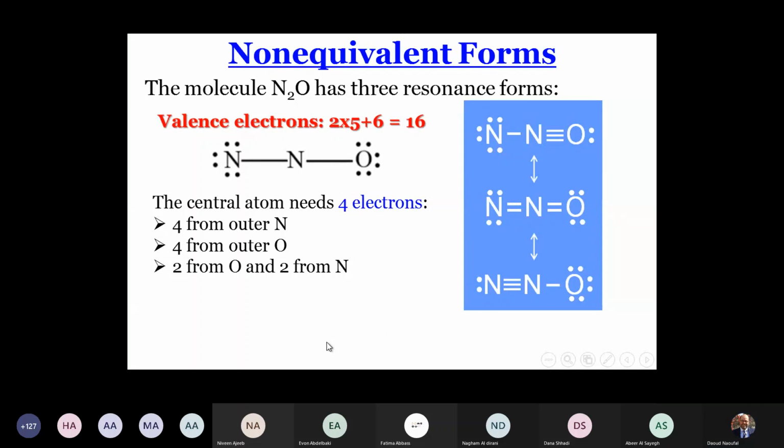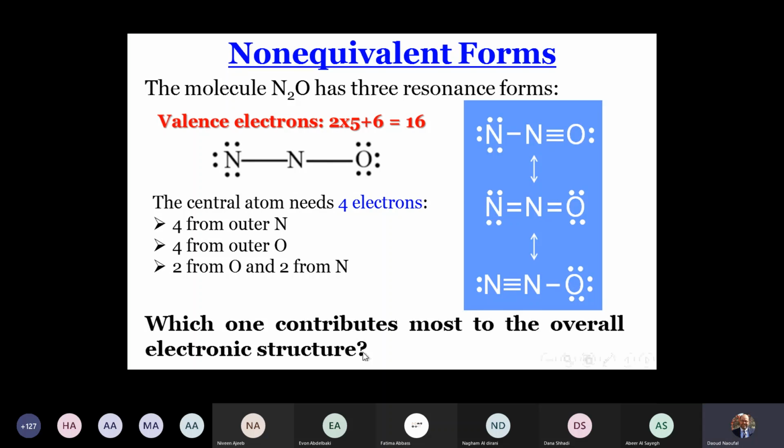But now we have to study which is the best between these three structures. Pay attention to the question. If they ask us to write a Lewis structure, we can write one of the three. But if the question is to write the best Lewis structure, we have to choose the best one. So the objective of the next part is to know which is the best structure.